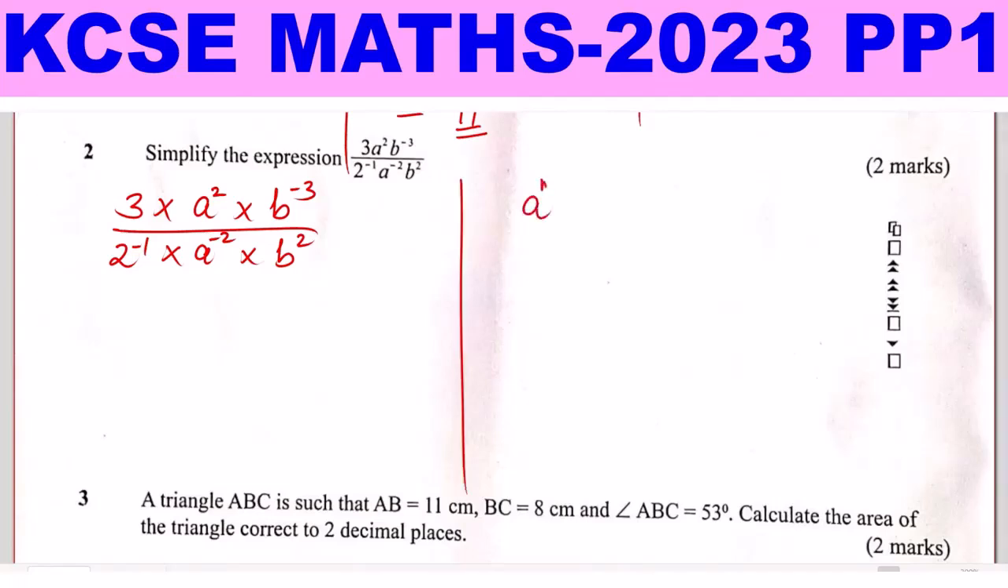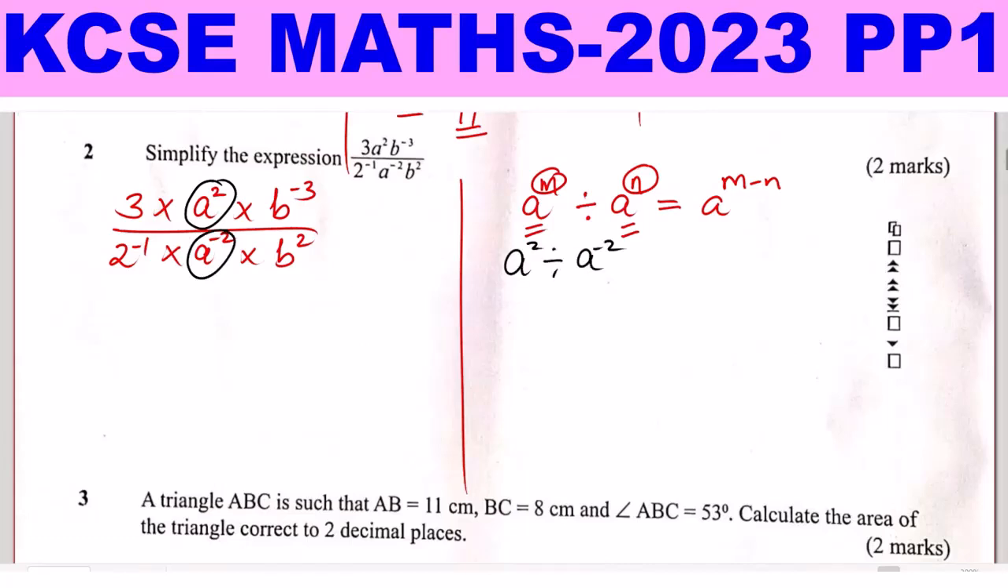Given a raised to power m divided by a raised to power n, this is when you're dividing and the bases are the same. What you do, you take the powers and subtract them. So m minus n. In this particular question, let me deal first with a and b. So look at a squared divided by a raised to power negative 2. The base is the same, so subtract the powers. So 2 subtract negative 2, and this one will give a raised to power 4.